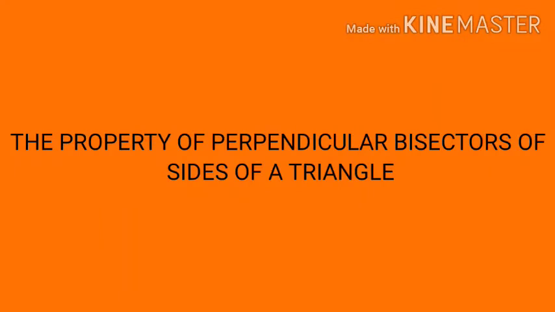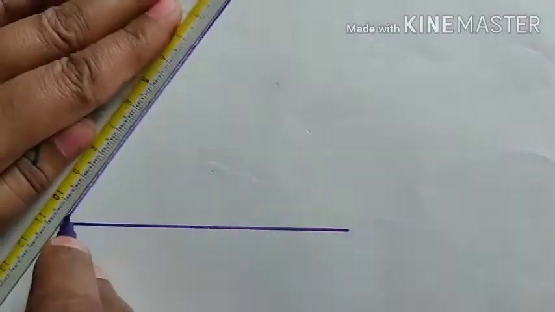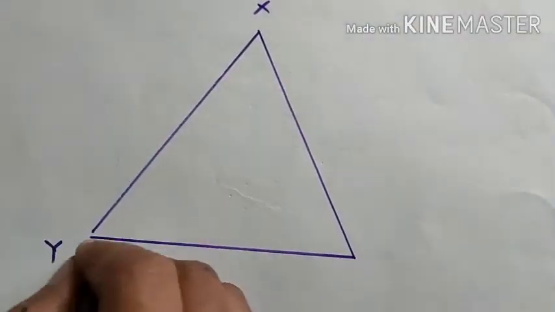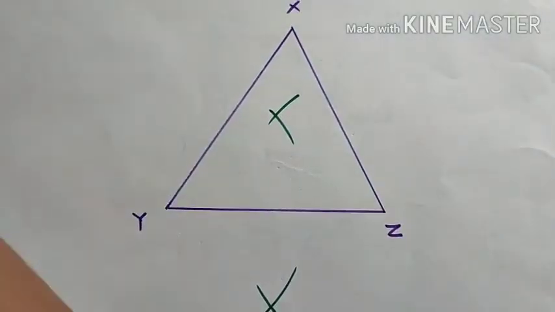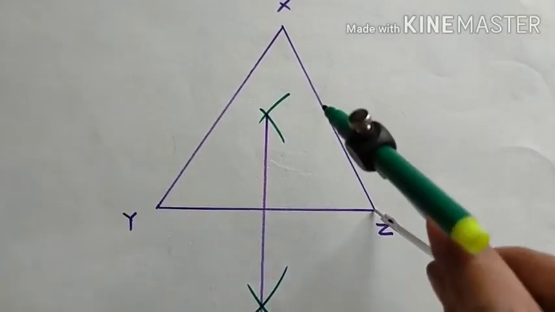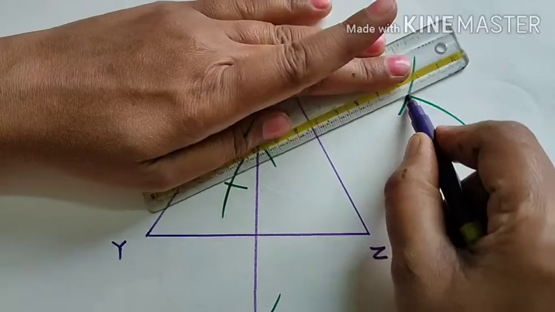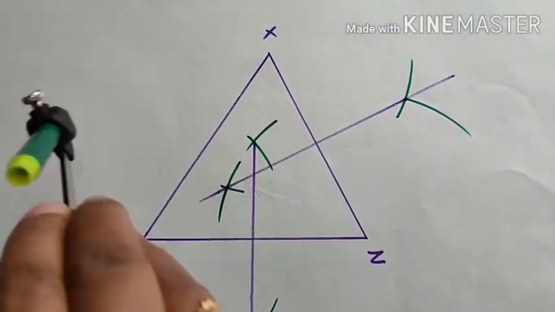Property of perpendicular bisectors of sides of a triangle. Let's draw acute angle triangle XYZ. Use ruler to draw acute angle triangle. Draw its perpendicular bisectors. The three bisectors are concurrent. They pass through the same point.